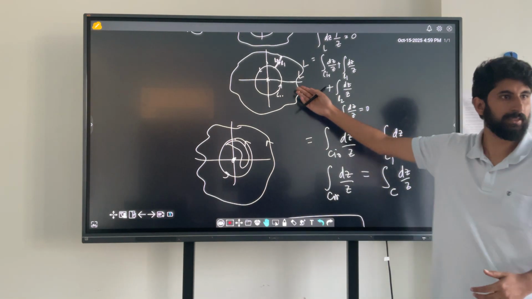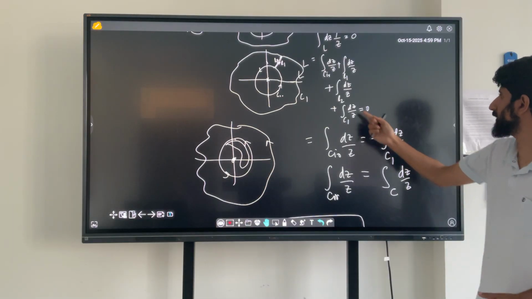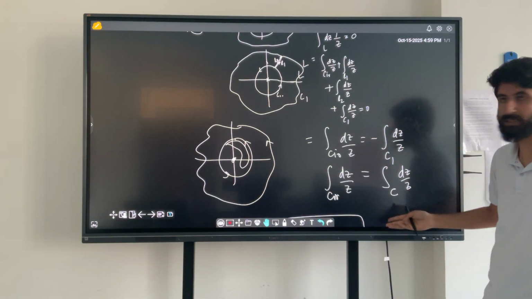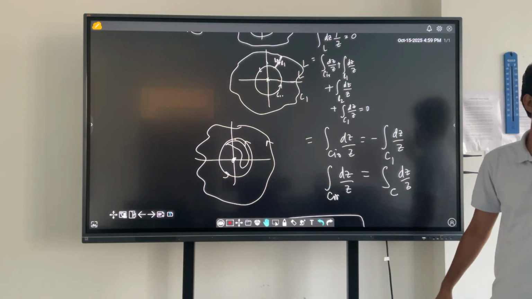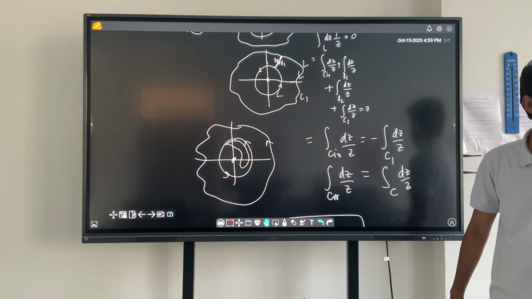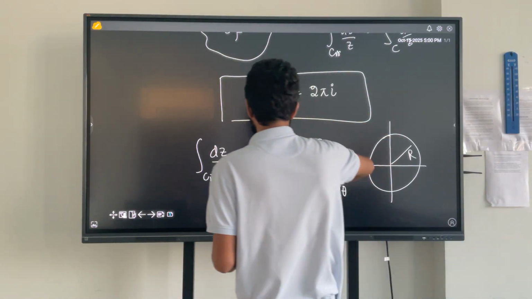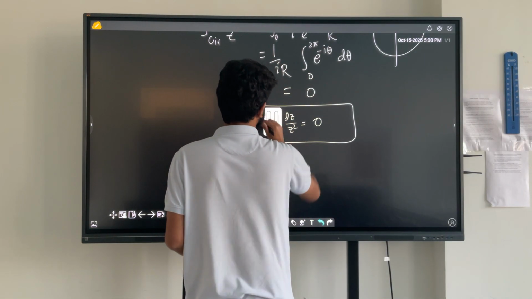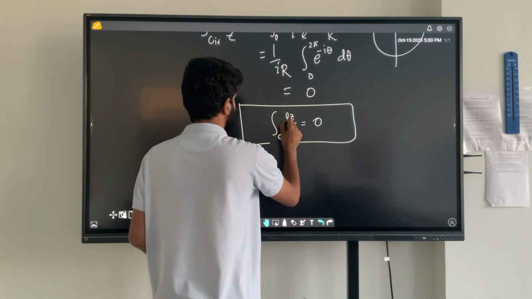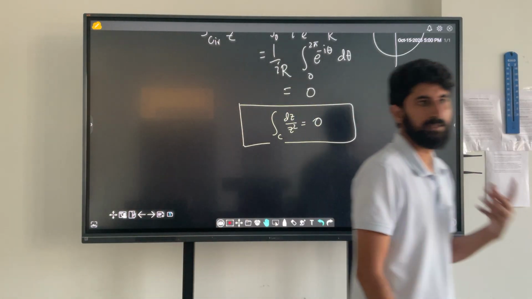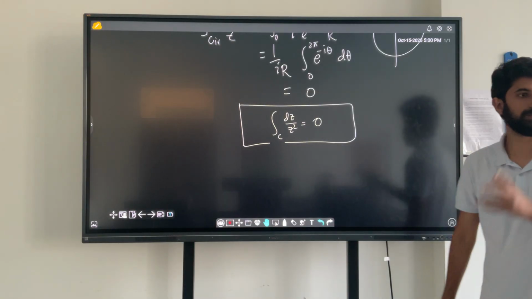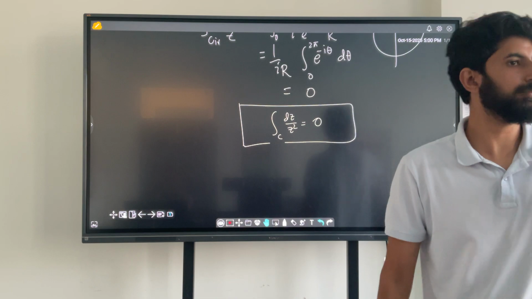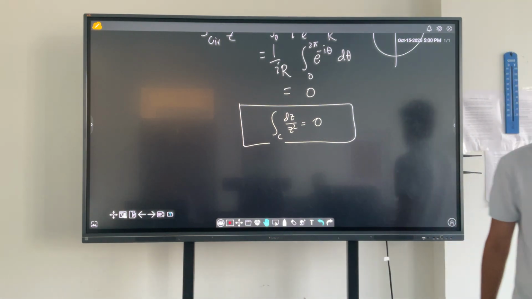In this argument, there was nothing which says that I was integrating 1 by z. It could have been 1 by z squared and everything will follow through. So instead of writing this integral on a circle, can I just write the integral over some closed curve C? So the integral of dz divided by z squared is 0, always, whether you enclose the origin or you don't.